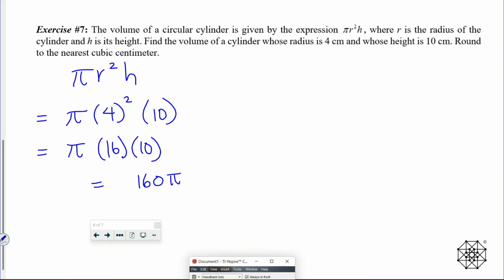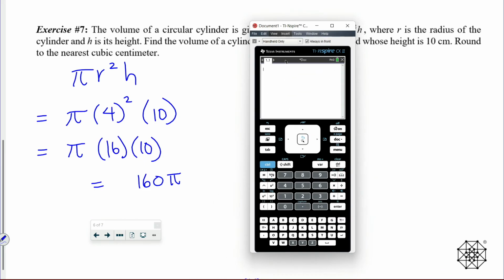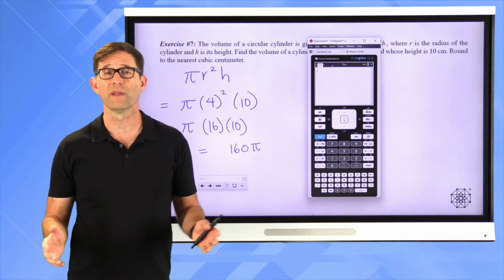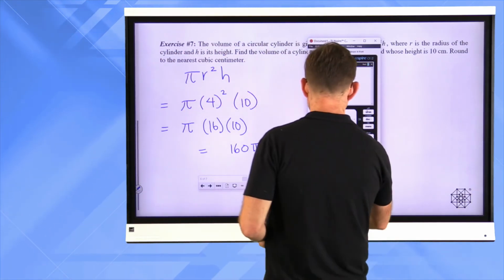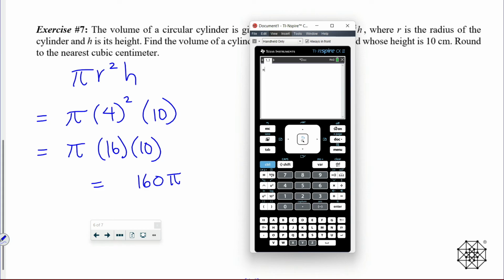So in that case, what I would need is a calculator. It wouldn't necessarily have to be a graphing calculator. You could probably even do this on your phone as long as it had the pi button, right? So what I'm going to do is just go in. I'm going to grab my pi. I'm actually going to put it in as this, 4 squared times 10.